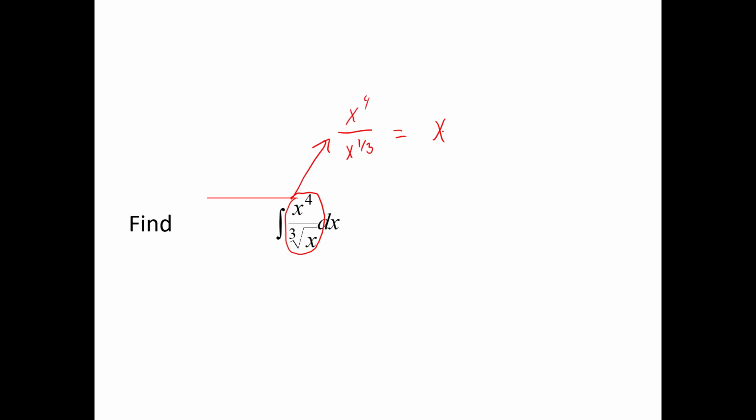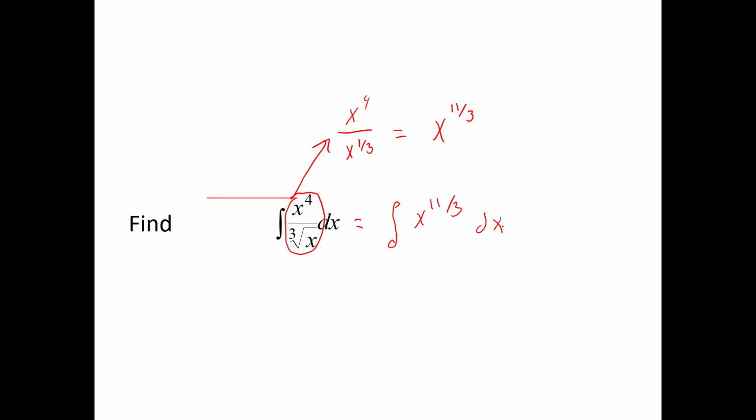4 minus 1/3 is 11/3. If you want to get better at fractions, you should do that on paper by hand. But we get this 11/3 by subtracting the exponent. So this integral that we were given can be rewritten as the antiderivative of x to the 11/3 dx. This is still just a power function, right? It's just x raised to a power.